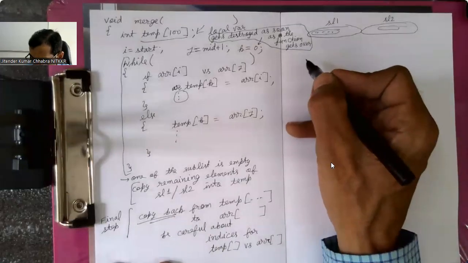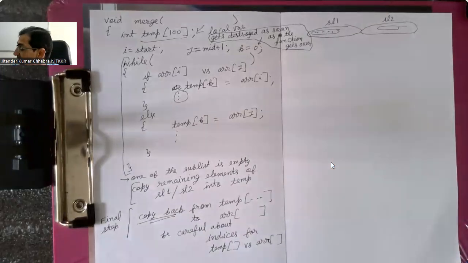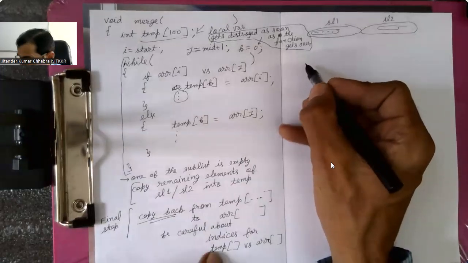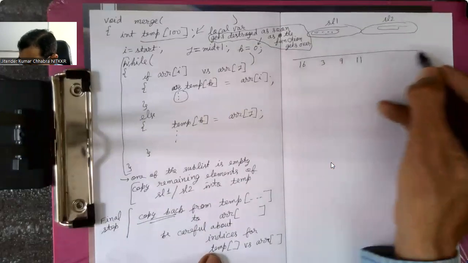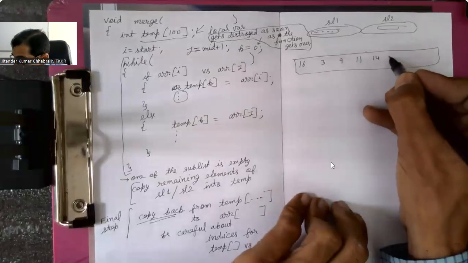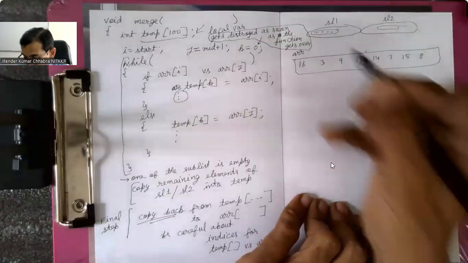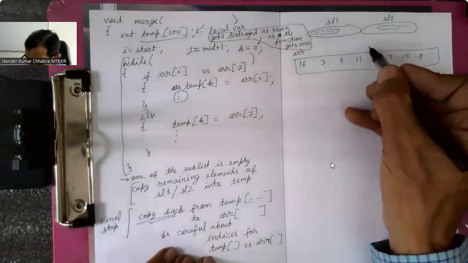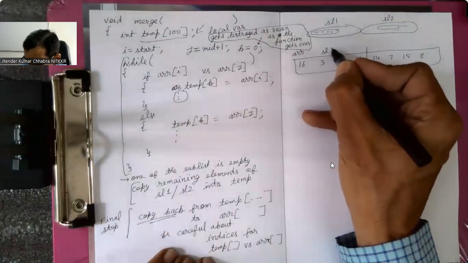Just have a quick understanding in 2-3 minutes of what really happened. I said I had taken data which was, let's say, initially 16, 3, 9, 11. This was my original total array. And then I had 14, 7, 15, and 8. This was my initial array. How did the internal working happen? The list was initially divided into two sublists. So this becomes sublist 1.